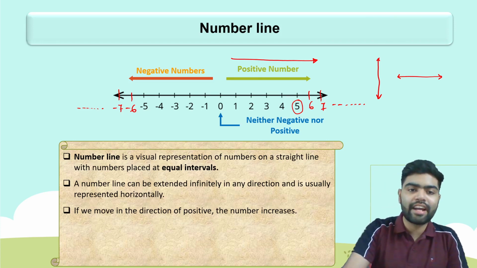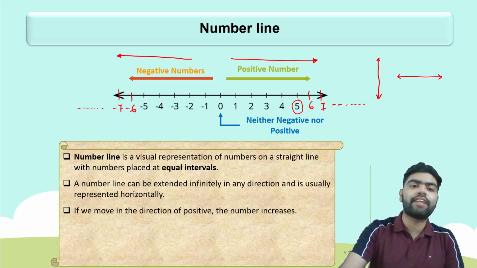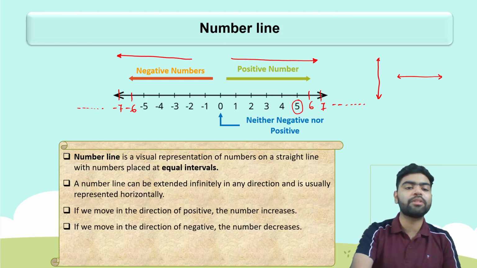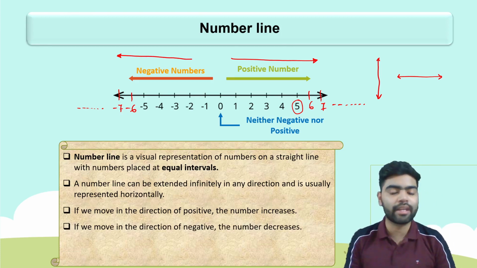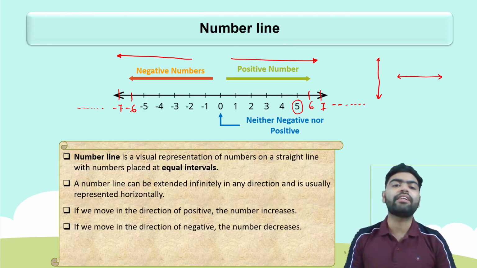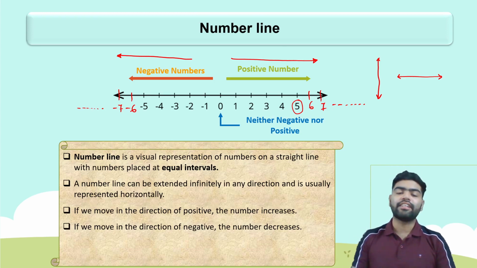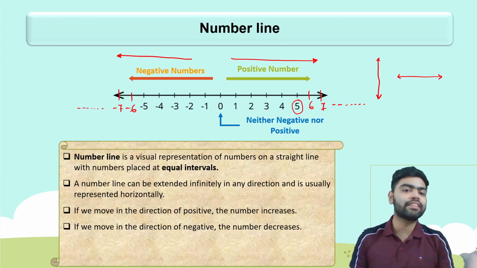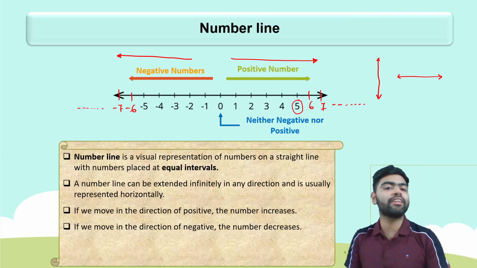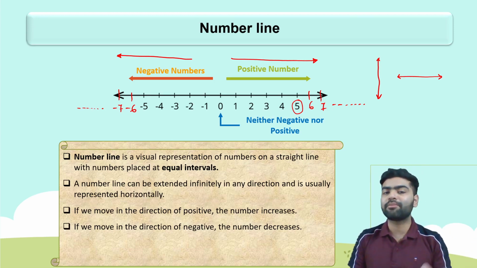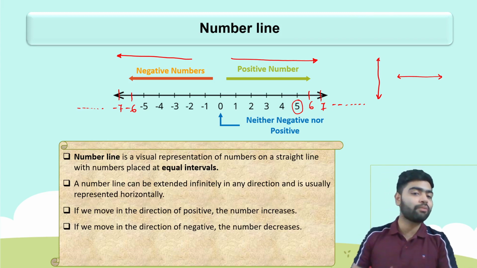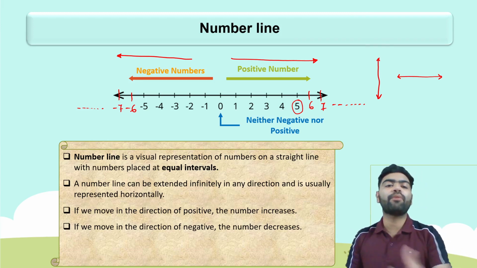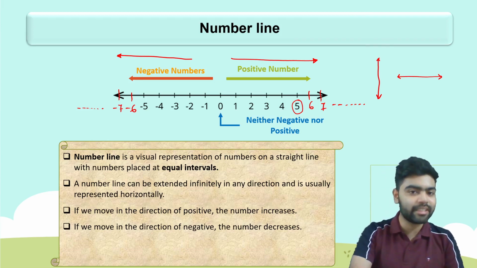Similarly, this direction over here is known as the direction of negative numbers or negative direction. So what happens over here? If we move in the direction of negative, okay, the number decreases. That is, -2 is a smaller number than -1. -3 is a smaller number than -2. -4 is a smaller number than -3. So hence what is happening? The numbers are decreasing as you move towards the negative direction, isn't it?